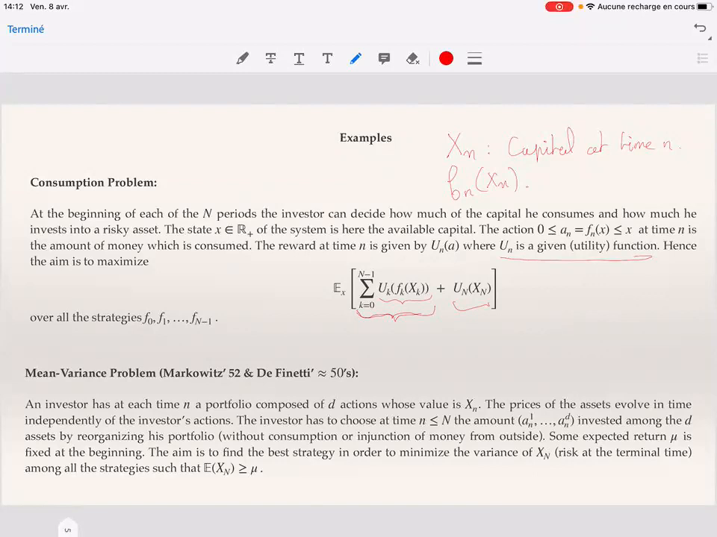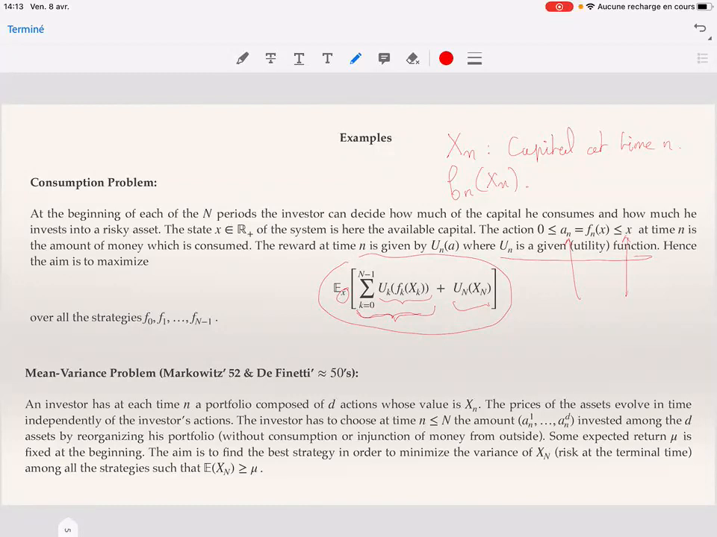Afterwards I have to describe how xk is evolving. It will be described by some stochastic dynamics. And what you do is that you want to optimize this expectation, starting from some initial capital x, among all the strategies that you can perform. The strategies here are in fact the actions that I was mentioning before, and this amount of money that you can consume has to be less than the capital which is available. You cannot consume more than what you have.